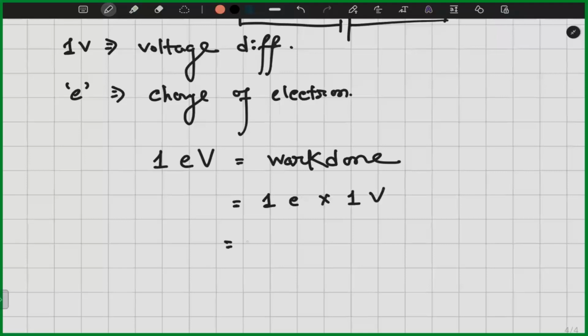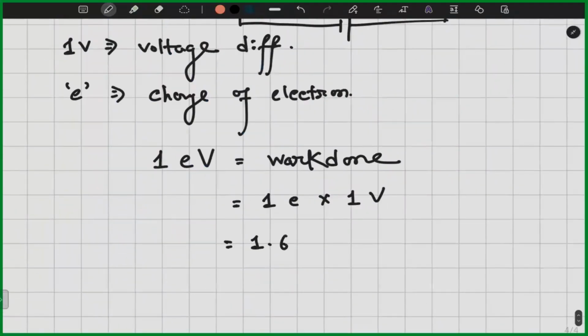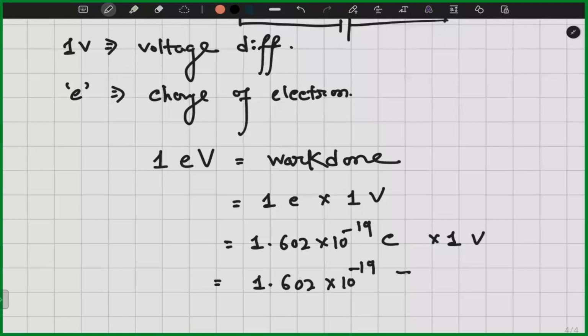Now what is the charge of 1 electron? We know that the charge of 1 electron is 1.602 into 10 to the power minus 19 coulomb. Okay, and this is 1 volt. So this is 1.602 into 10 to the power minus 19 coulomb into volt, which is joule. So 1 electron volt is 1.602 into 10 to the power minus 19 joule. This is the unit of electron volt.